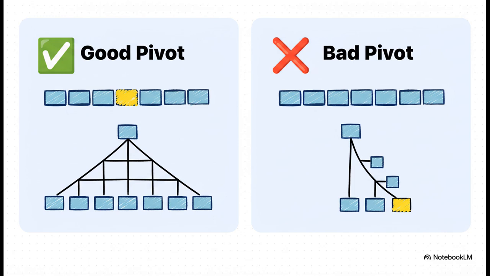If you get a good one, something near the middle of the values, you get these perfectly balanced partitions. The problem gets chopped in half every single time, which is super efficient. But pick a bad pivot, say the smallest or the largest item in the list, and your partitions become completely lopsided. You're barely dividing the problem at all, and the whole thing just collapses.